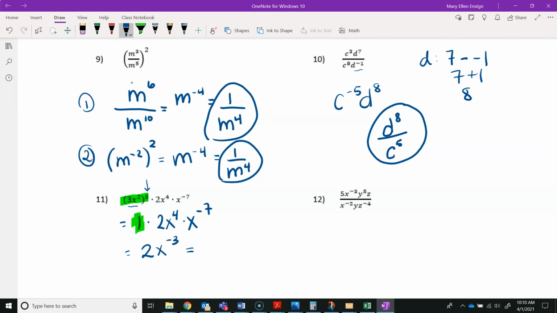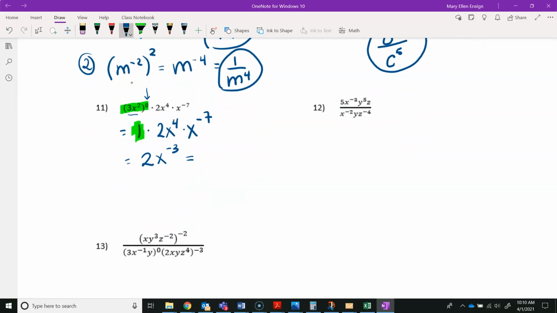This is an example. We talked about this when we first talked about some negative exponents. 2 has an exponent of 1 on it. So that's going to stay where it is. That has a positive exponent. The negative 3 is only on the x, so that moves like so.